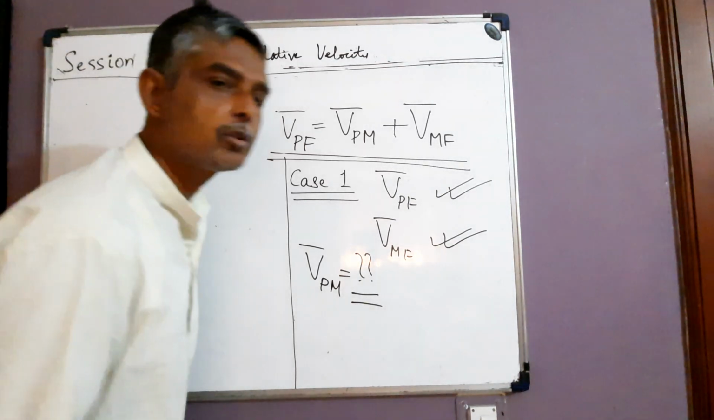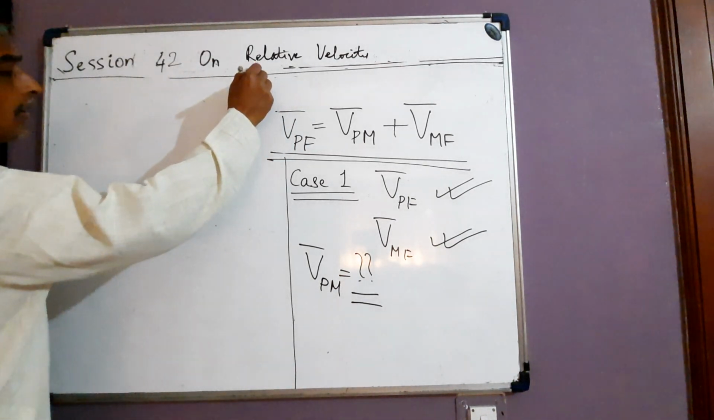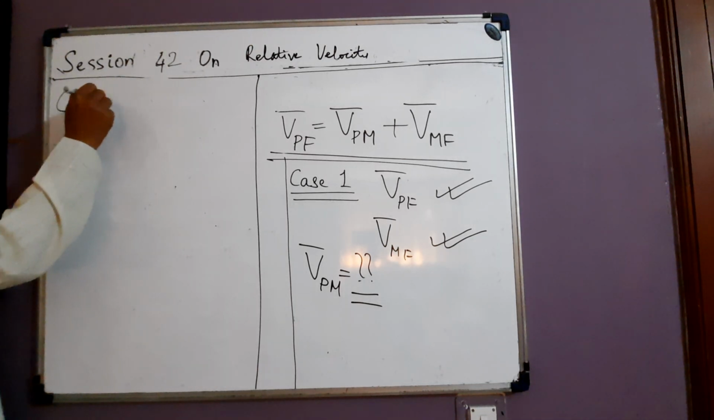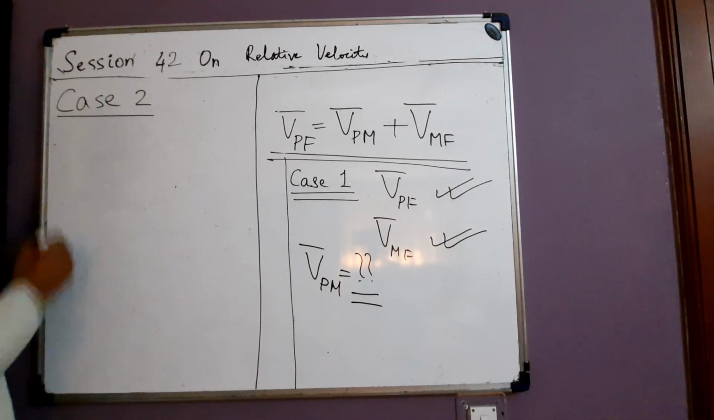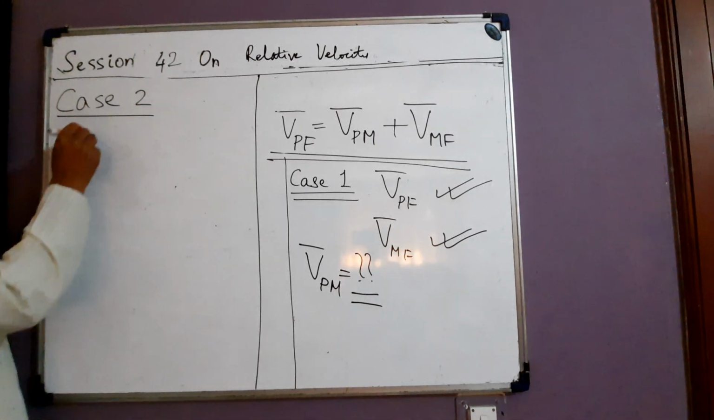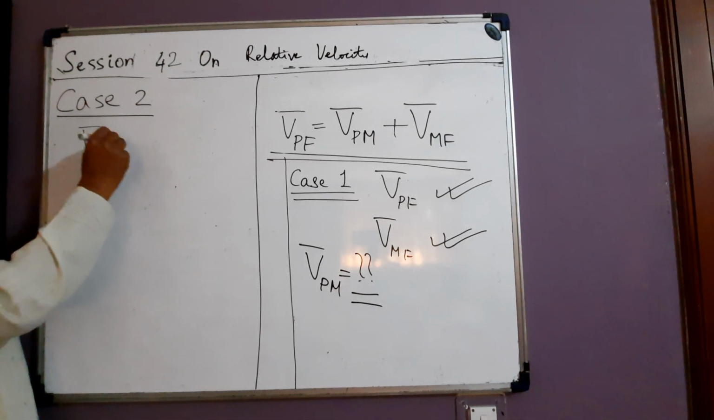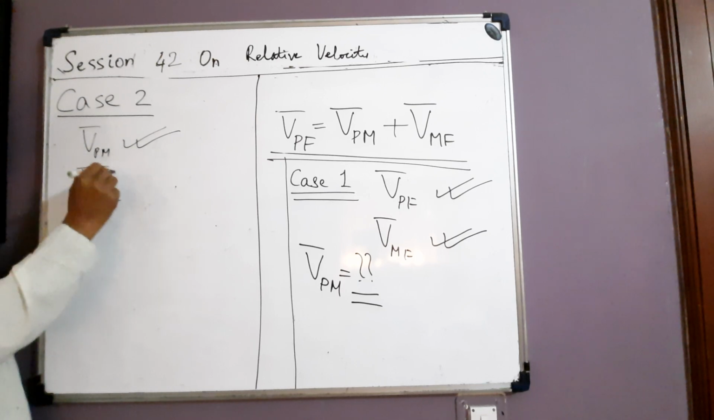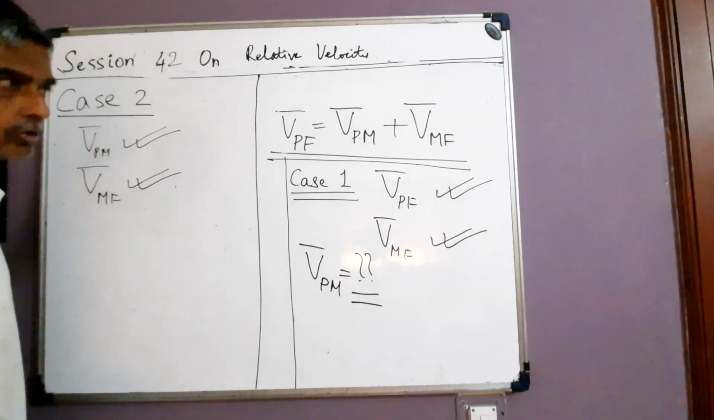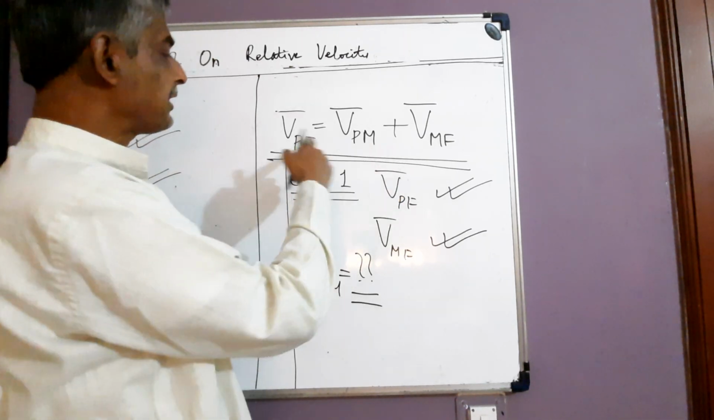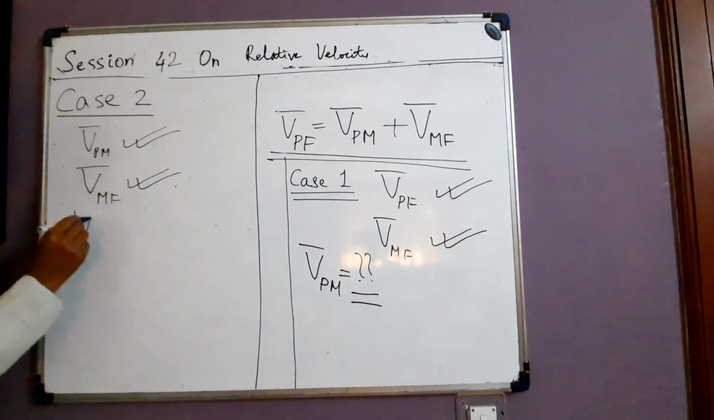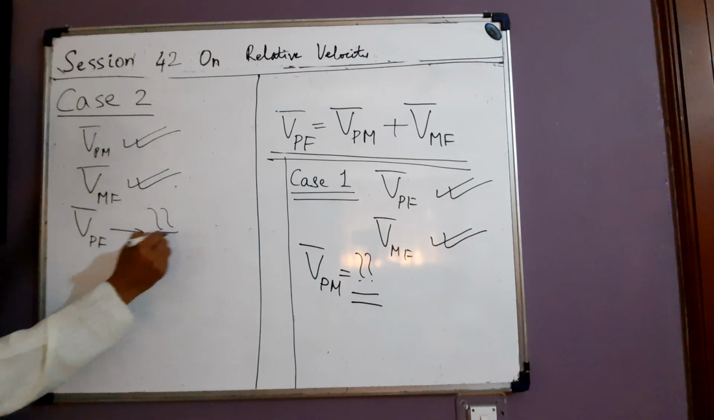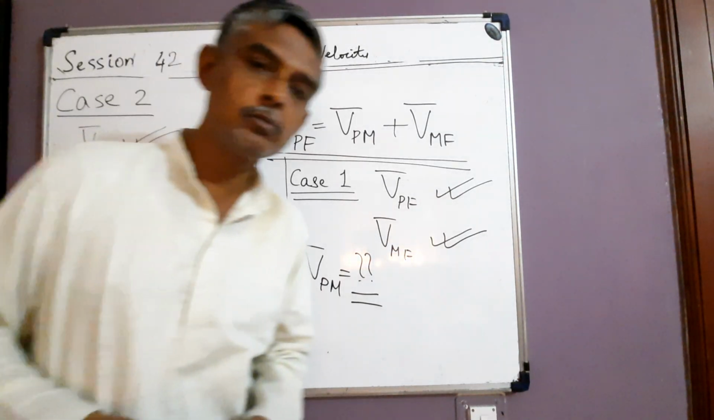Then we'll take up problems on case 2. In case 2, VPM is known in magnitude and direction both, and VMF is also known in magnitude and direction both. Problem will be based on finding VPF. We have to determine the magnitude and direction of VPF. This is the problem of case 2.